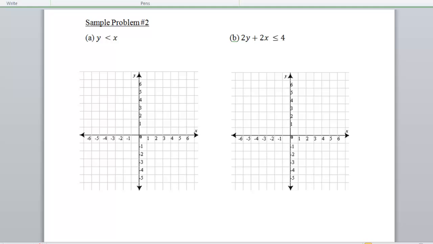So, okay, first things first, part A. My first step is to convert this to an equation so that I can see my boundary line. And so I'm going to say y equals x, and of course that's the same thing as y equals x plus 0 if I want to get it in slope-intercept form. So I'm going to graph the line y equals x plus 0. First thing I need to do though is take a look to see if I'm graphing a dashed or a solid line. In this case, since it's not equal, it's going to be a dashed line.